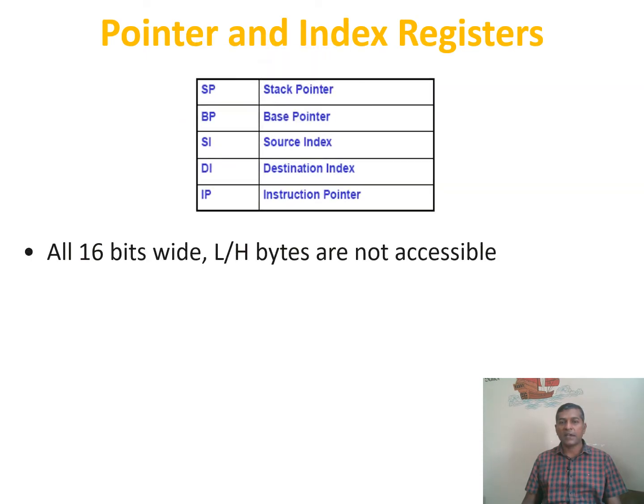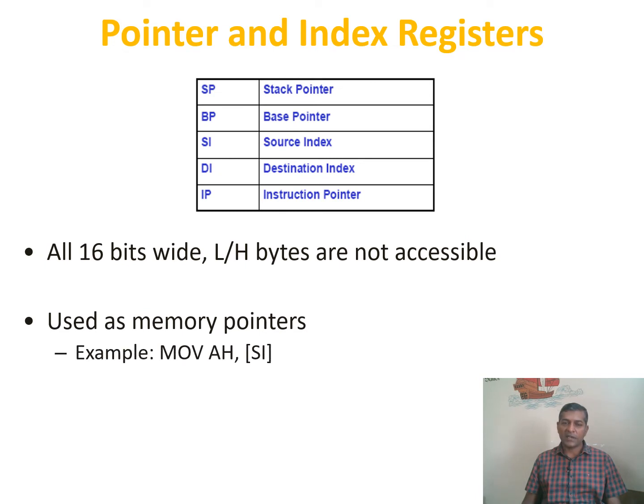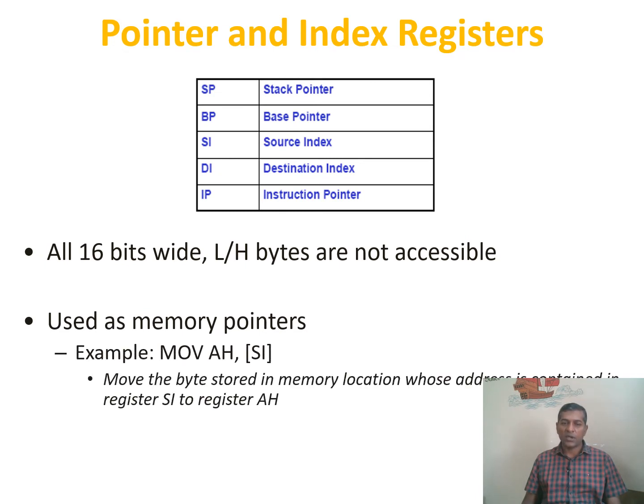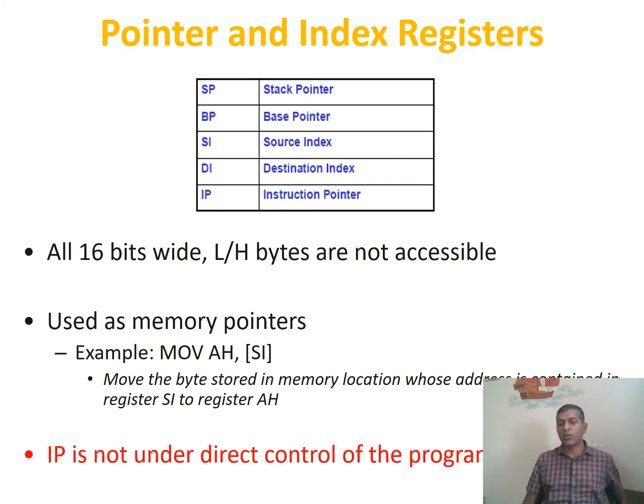Then, as I said, the stack pointer, base pointer, source index, destination index and instruction pointer are used as 16-bit registers only. No higher and lower registers can be accessed in these registers. The instruction pointer is not directly accessible to the programmer, it is used by the machine itself. The instruction pointer will always point to the next instruction to be executed by the microprocessor.